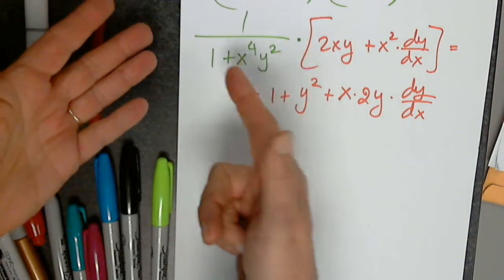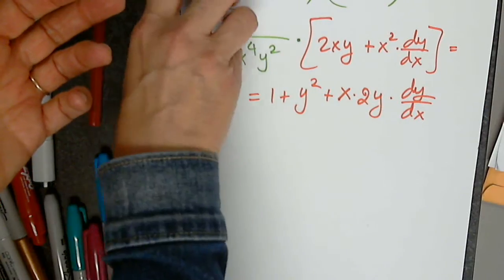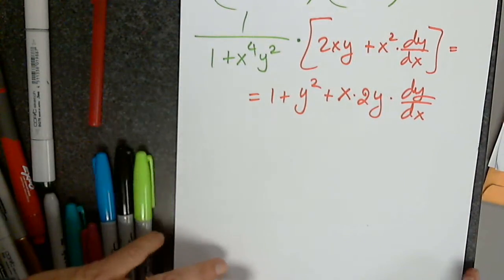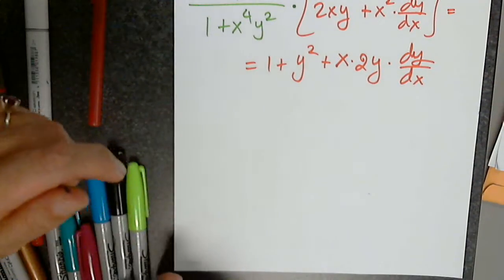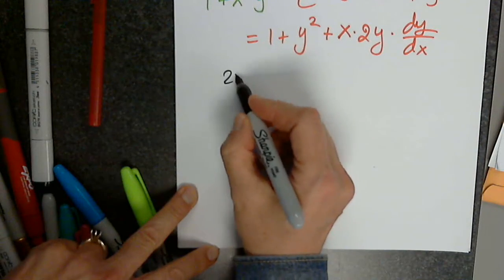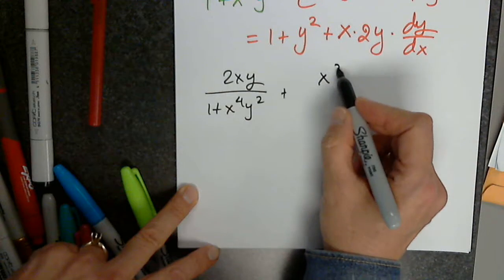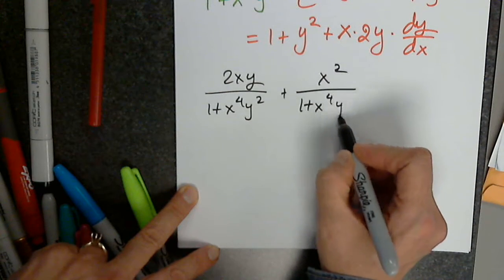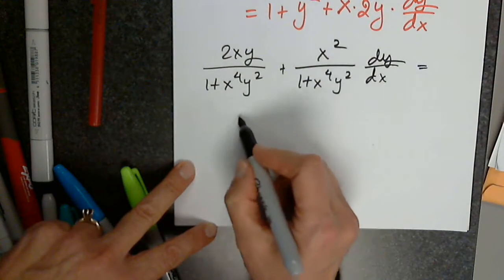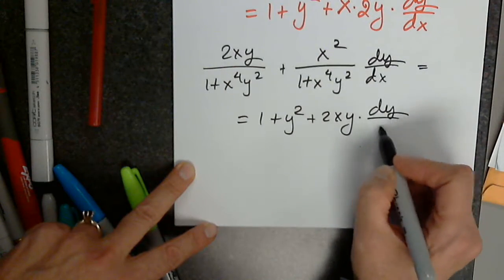I can't. I have to distribute this to these two terms. I have to move this term to the other side. I have to move these two to the left. Factor out dy over dx. I can't do this mentally. So now I distribute this to these two terms. So I have 2xy over 1 plus x to the fourth y squared plus x squared over 1 plus x to the fourth y squared dy over dx equals 1 plus y squared plus 2xy times dy over dx.